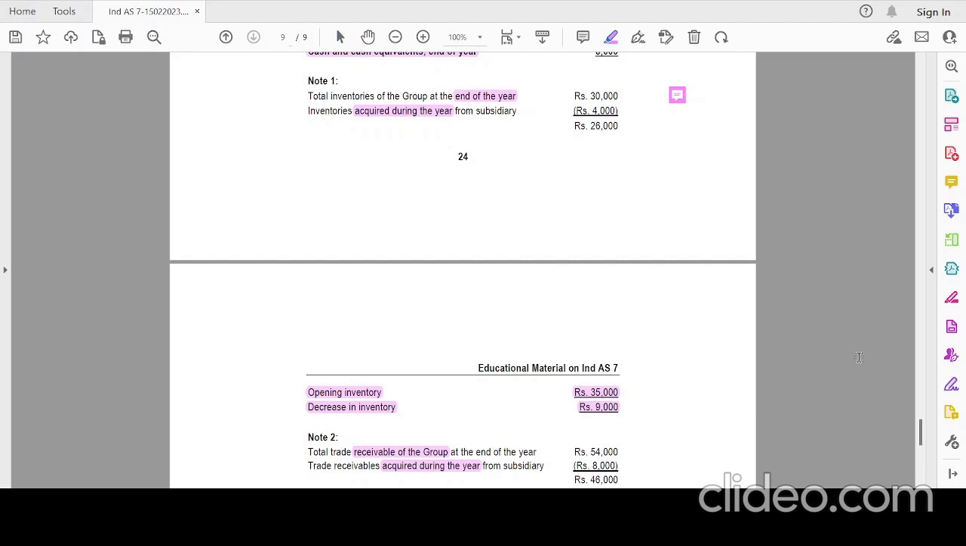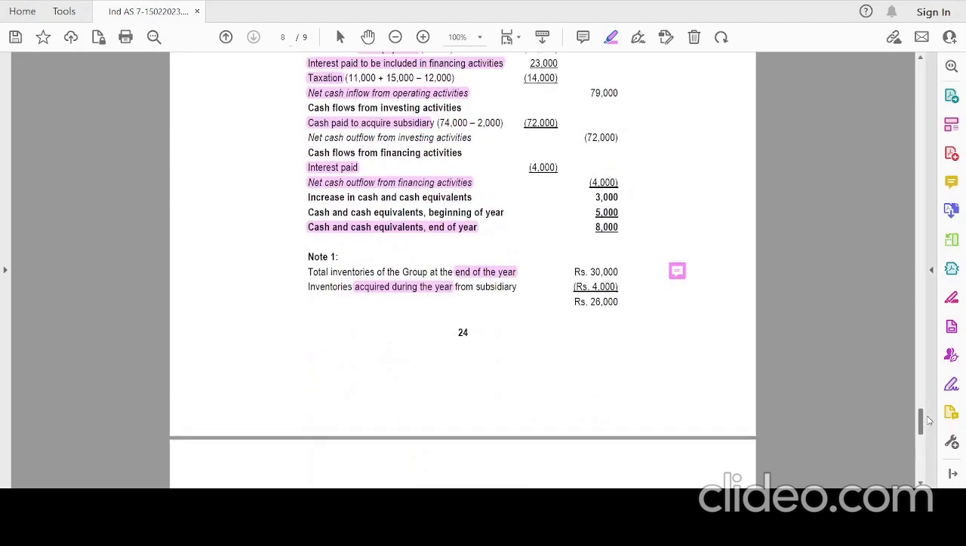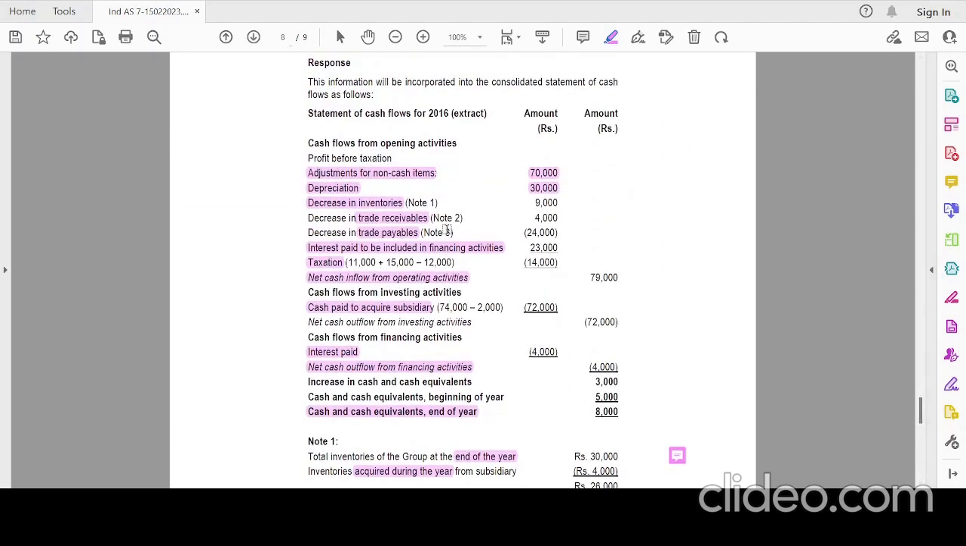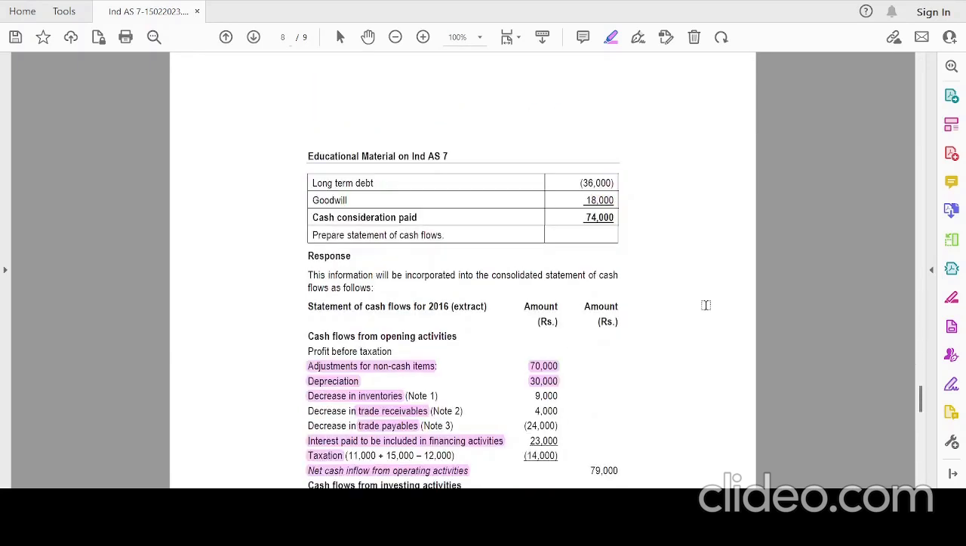A similar method is followed for trade receivables and trade payables also. Like 54,000 minus 8,000 minus 50,000, 4,000. Then 68,000 minus 30,000 minus 60,000, 24,000. Okay, so for interest paid to financing activities, it will be there directly in the interest cost, 4,000.